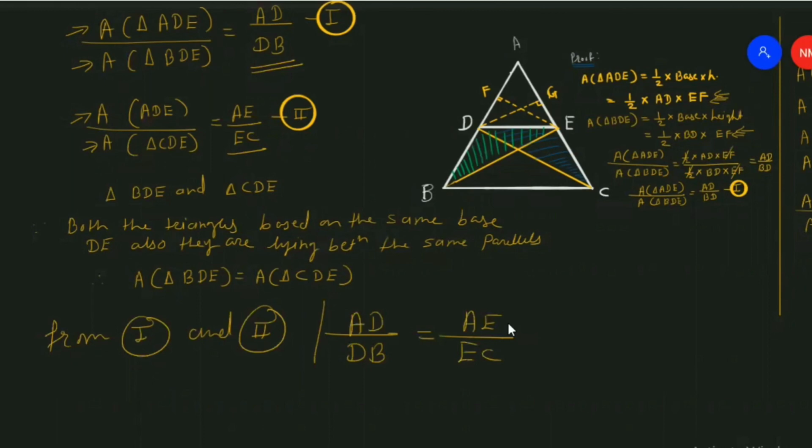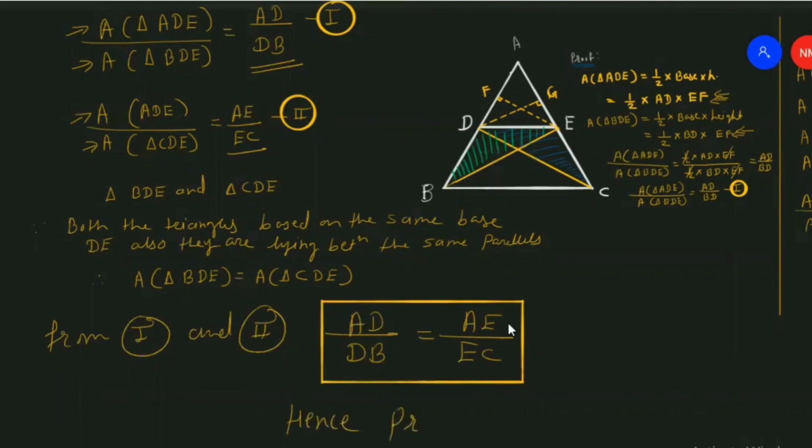Why can we write this? Because we know the left hand sides are equal, so these ratios are equal and hence true. So this is the basic proportionality theorem.